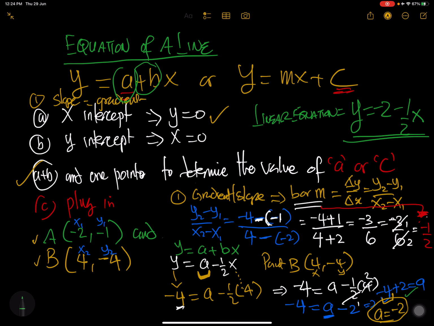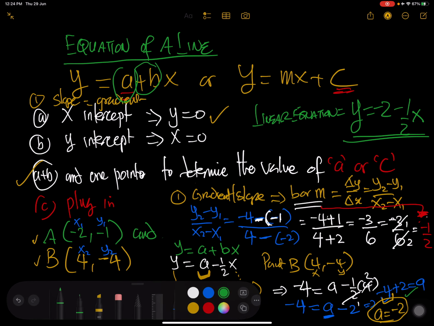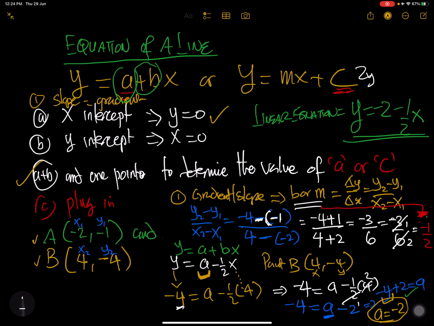But sometimes you're working a problem and it's left in the simplest form, and then you multiply both sides by 2. You're going to get 2y is equal to negative 4 minus x, and that'll be the equation right there. All right. I hope this helps for how to estimate the equation of a line. And now we move on into polynomials.